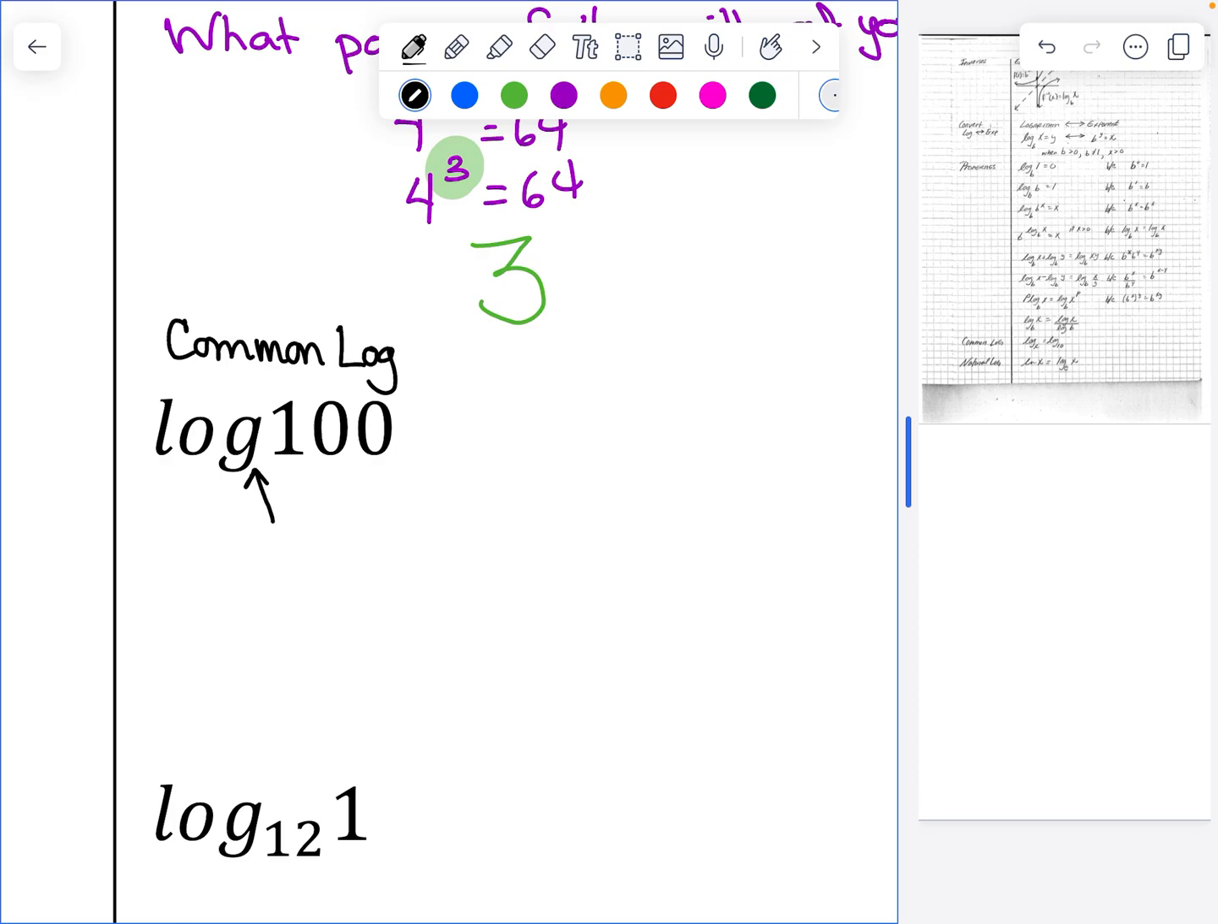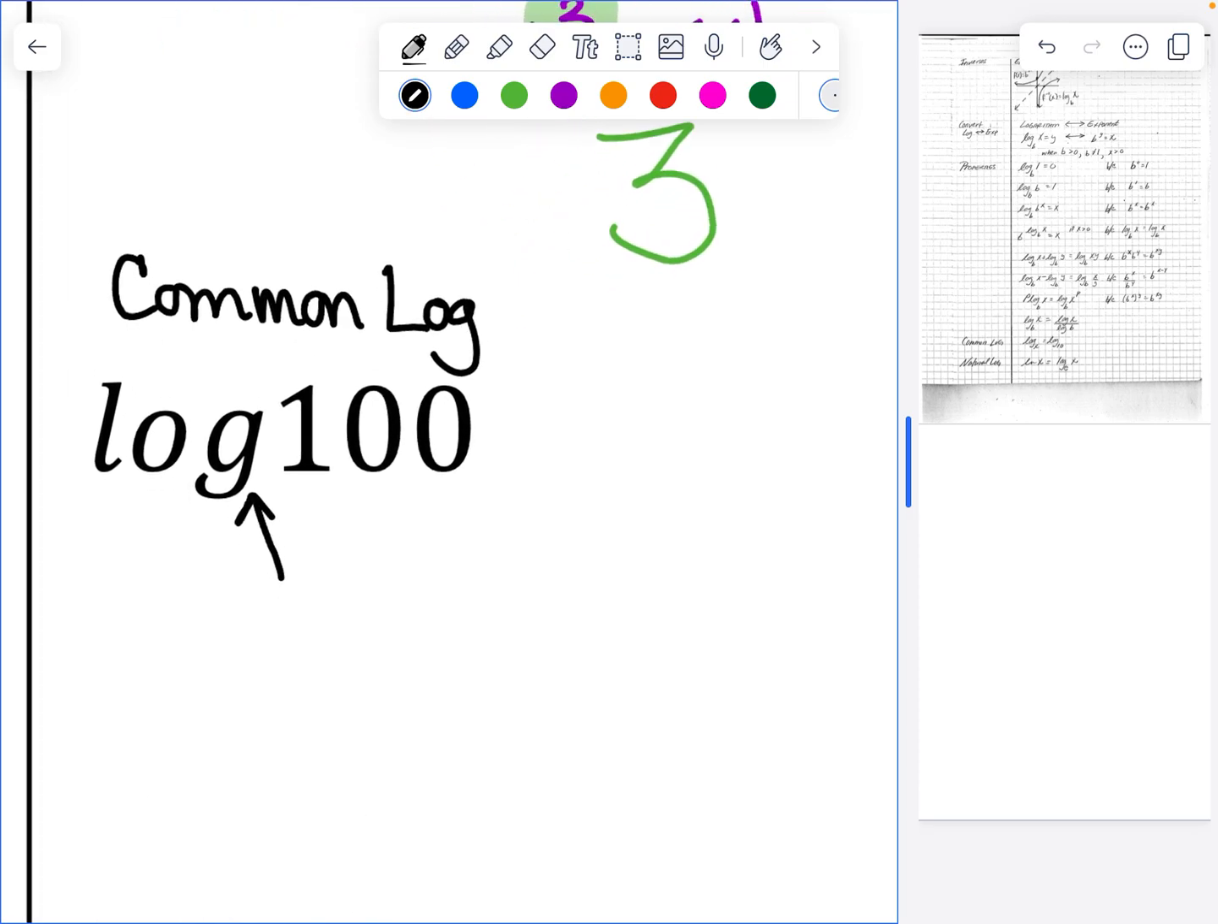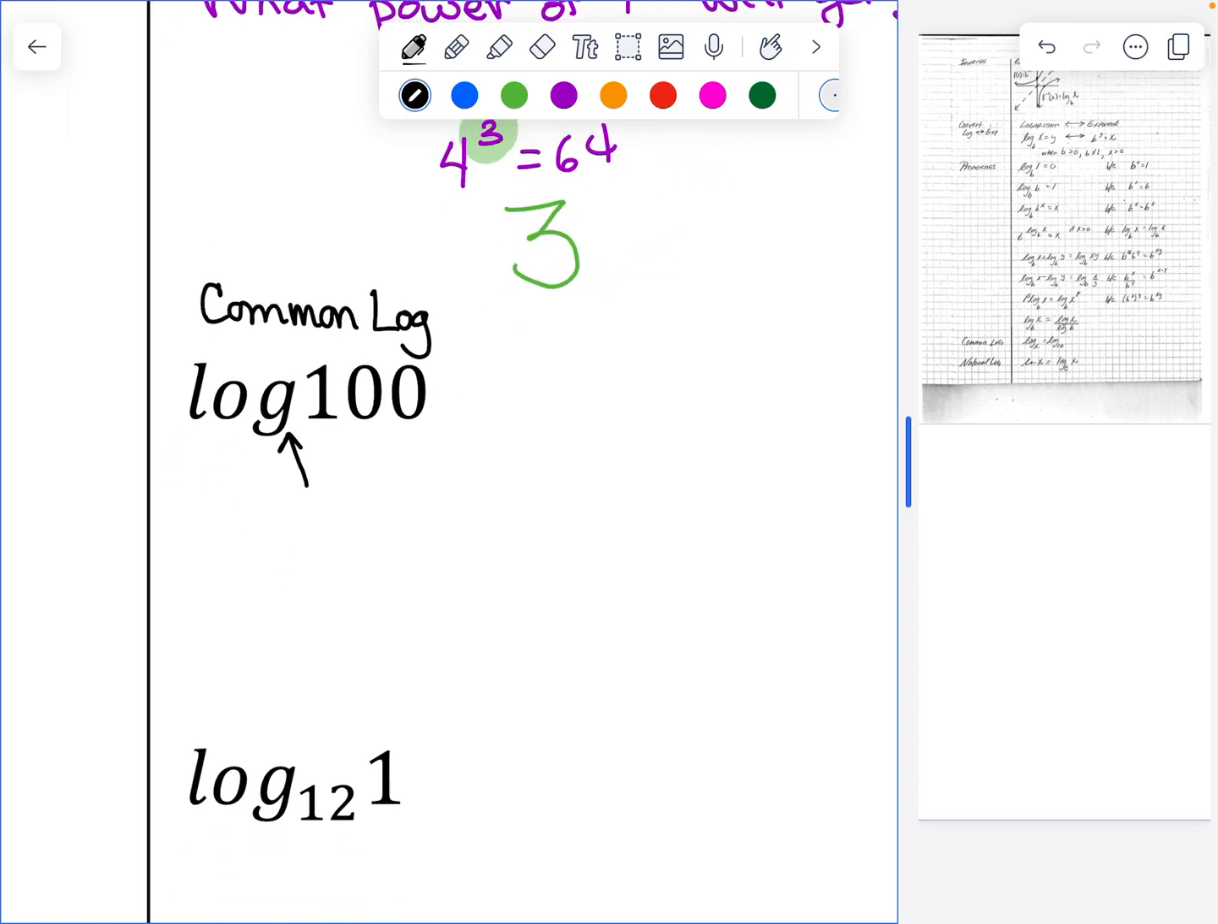And common logs are really scientifically related. It's really related to scientific notation. And so when there's no number right there, the understood number, the assumed number, is a 10.